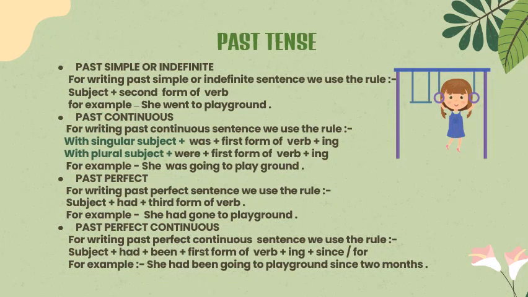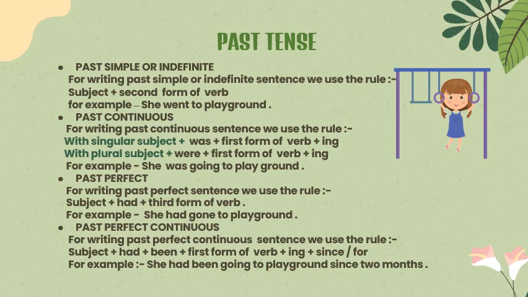Past tense. Past simple or indefinite. For writing past simple or indefinite sentences, we use a rule: subject plus second form of verb. For example, she went to playground.